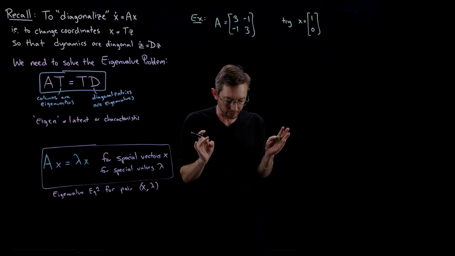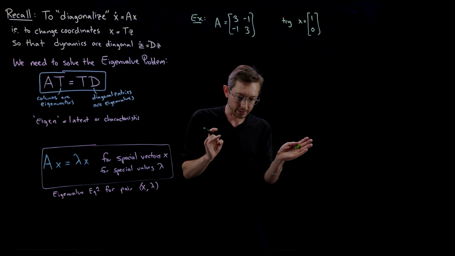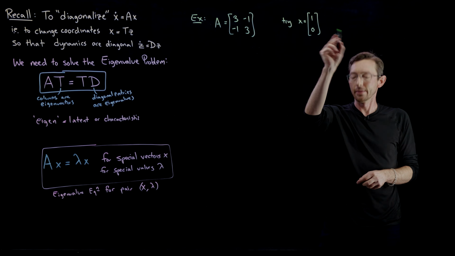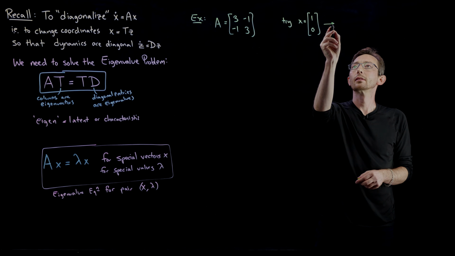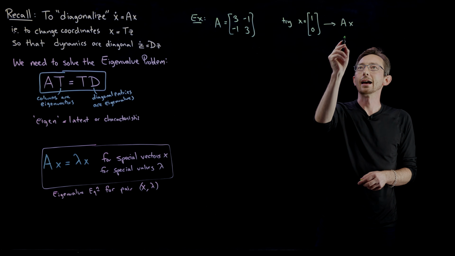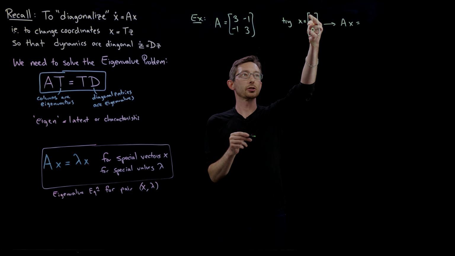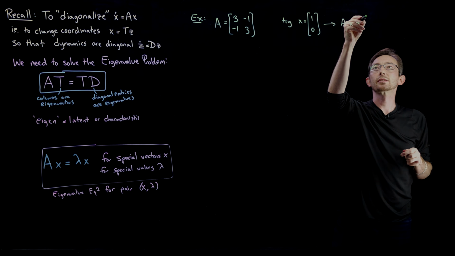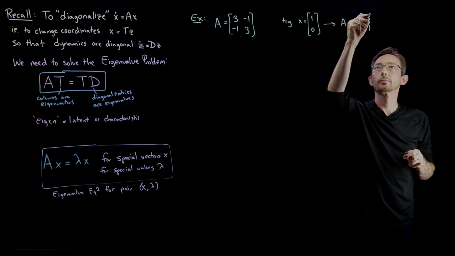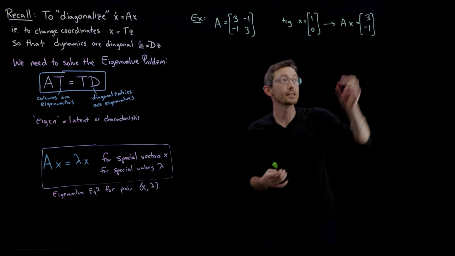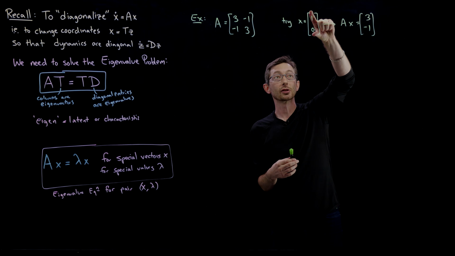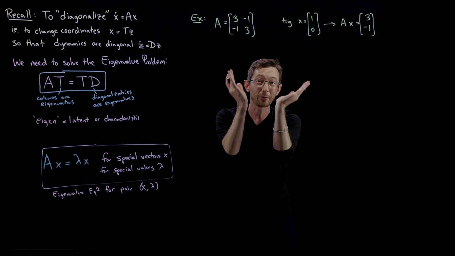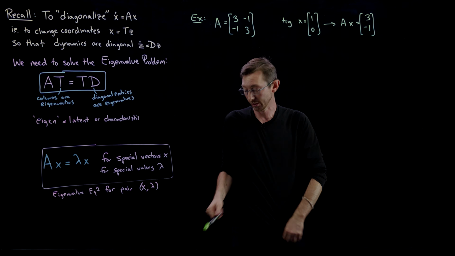I'm trying to think of how I want to draw this, because I'm going to draw you a picture. But let's try x equals [1, 0]. Then Ax is going to equal, I literally can just multiply A times x, and it's going to be [3, -1]. Clearly you can see that A times x is not just x times some number. It's not just x longer or shorter. They point in completely different directions.